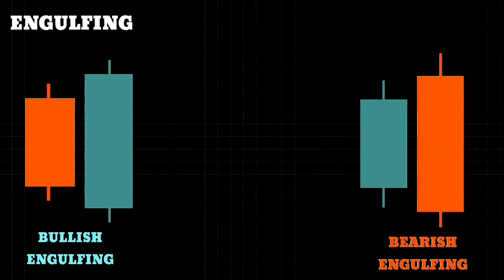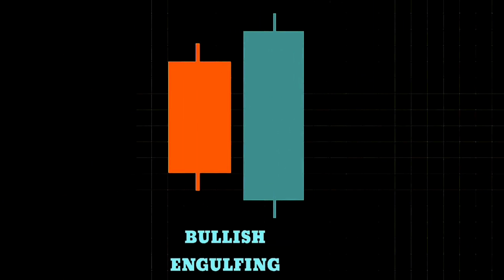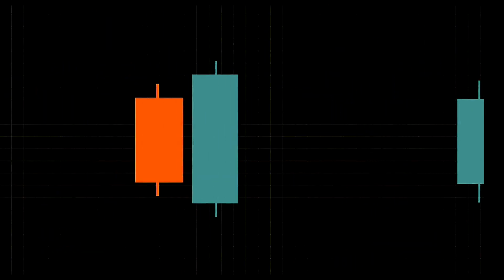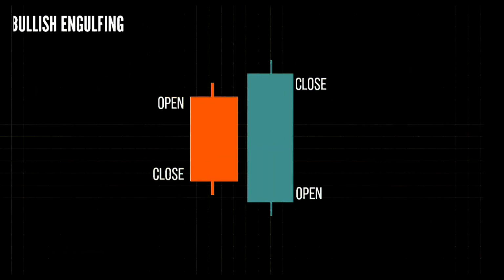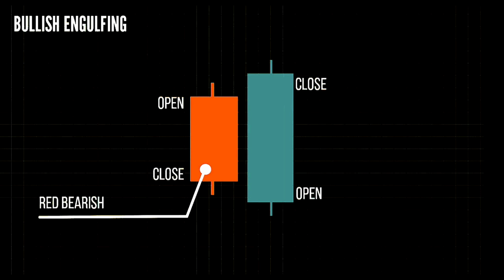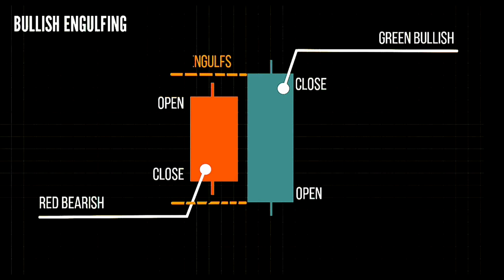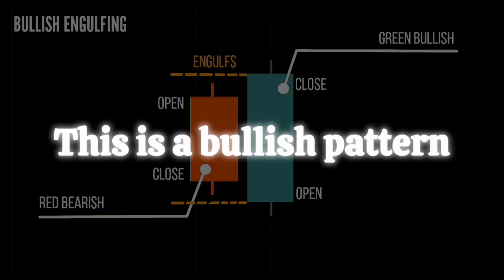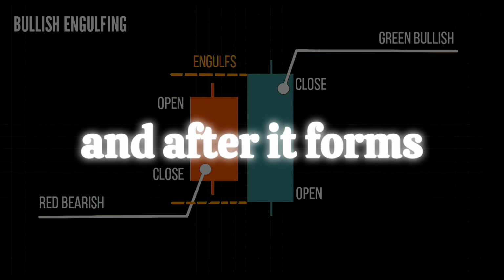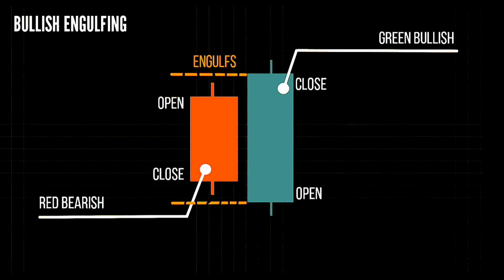This pattern appears on the chart in the following way and comes in 2 types: bullish engulfing pattern and bearish engulfing pattern. The formation of a bullish engulfing pattern is as follows. The first candle is a small red candle, followed by a large green candle that completely engulfs or covers the previous candle. This is a bullish pattern, and after it forms, there's a possibility of a bullish trend in the market. Remember, a bullish engulfing pattern is only considered valid when it forms during a downtrend.